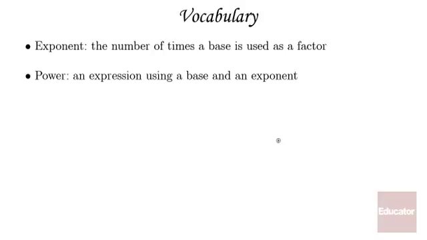Let's review the vocabulary. An exponent is the number of times a base is used as a factor. Now, if you had 3 to the 7, the exponent would be the 7, and the base, or the factor, would be 3. A power is an expression using a base and an exponent. So in 3 to the 7, this entire unit would be called the power.